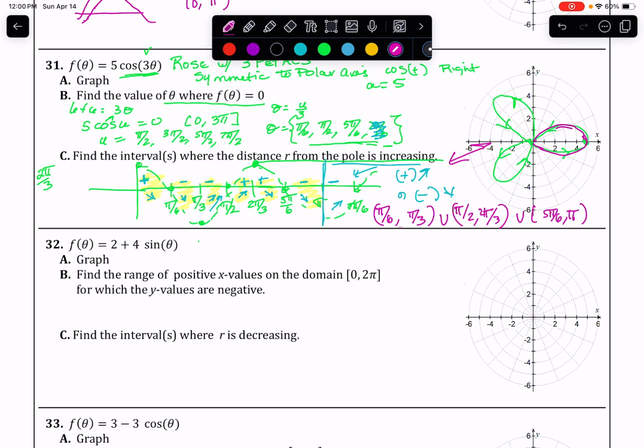So let's say what's happening. This is negative and decreasing. And this is positive and increasing, and this is negative and decreasing. So we start here, right? If we put in 0 into this, we get 5. So we start here, and then we're going here. So this distance is decreasing till we get to pi over 6.